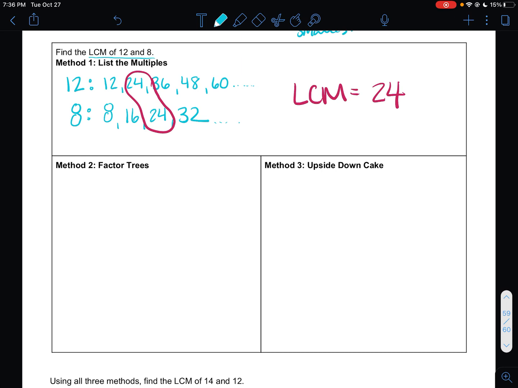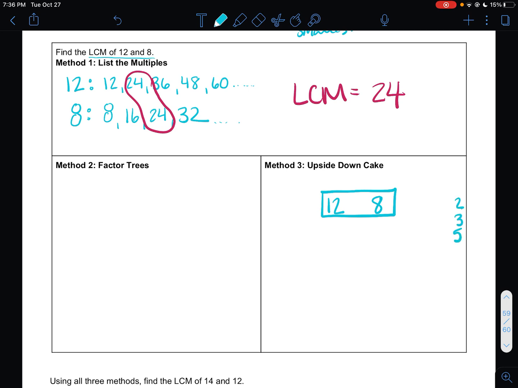So I'm going to do the cake first, just because that seems to be the most popular, which it should be because it's the easier one of the two, and it definitely helps in all types of situations. So I need to find the least common multiple of 12 and 8. So just like before, we're going to put 12 and 8 in our first layer of cake, and we're going to find the least common multiple of it. Same process, which is very, very nice.